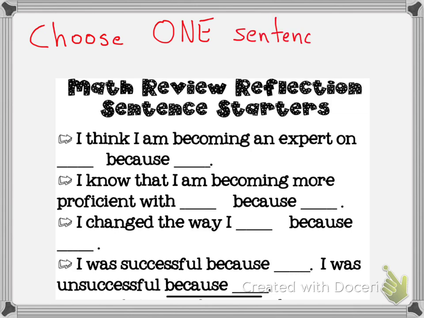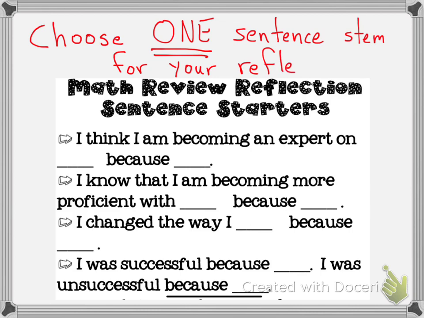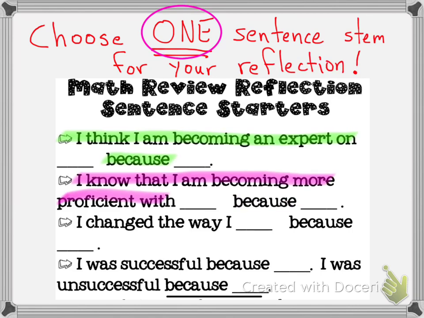We're going to choose one of these sentence stems for your reflection. You can choose whichever one you want. You can choose the first one, which is, I think I am becoming an expert on. Tell me what you're becoming an expert on. And then you have to tell me why. So you have to say because, and how do you know that you're becoming an expert?